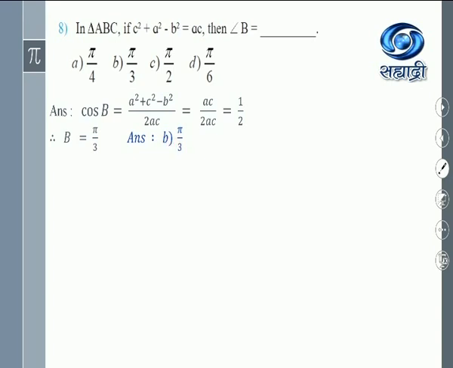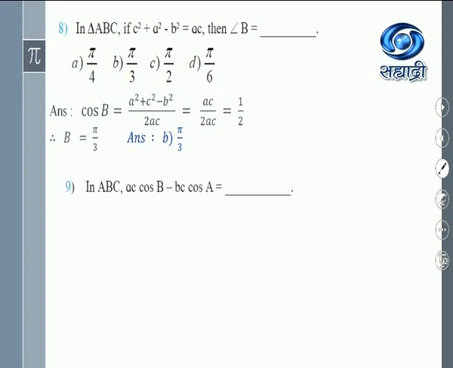You please remember, while writing the answers for MCQs, you write down the answer with the alphabet. The alphabet, either A or B or C or D, with the option. So if you are writing only π/3, the marks will be cut. If you write only B, again the marks will be cut. So the correct option, how you are writing? The alphabet and the answer, with its option you are writing.